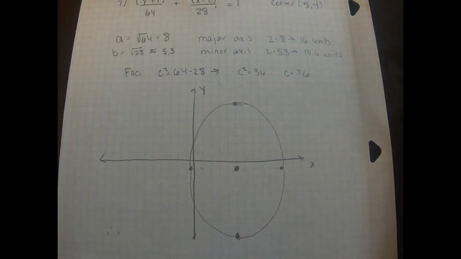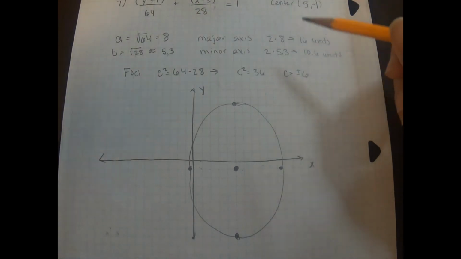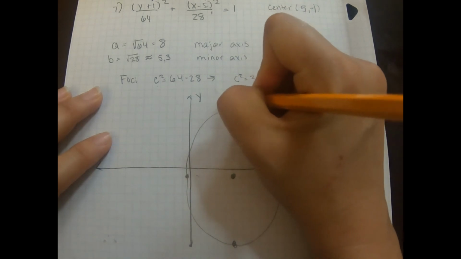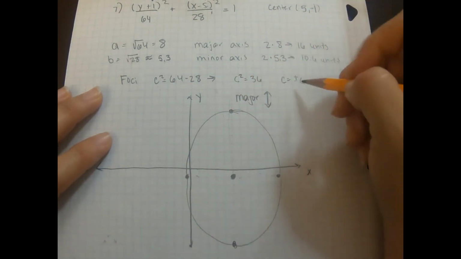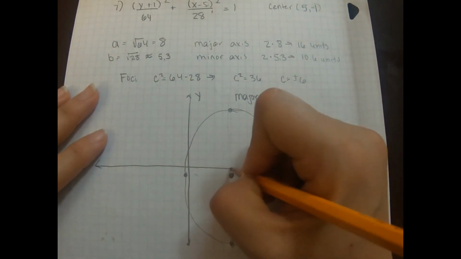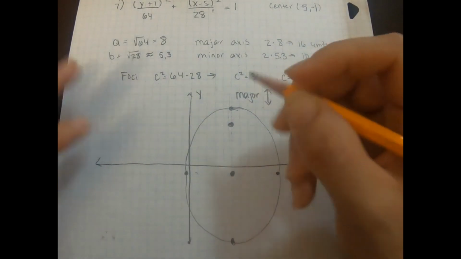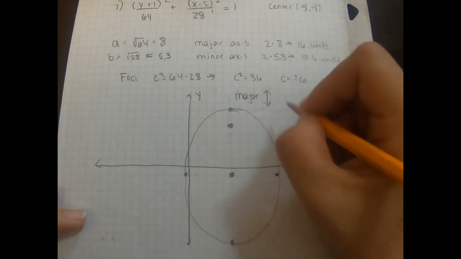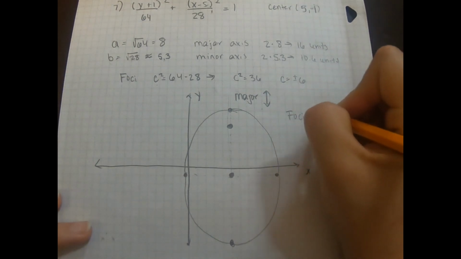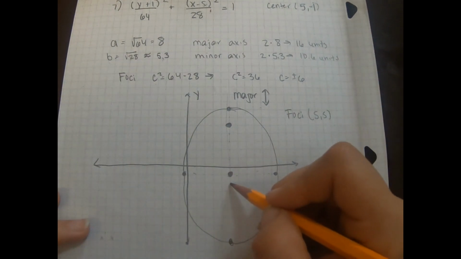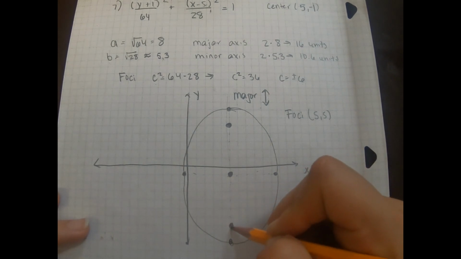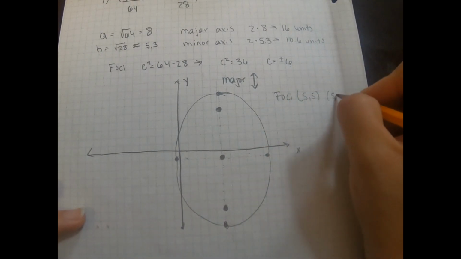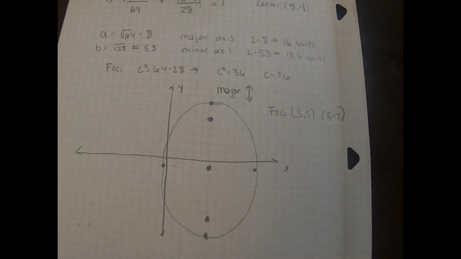All right, so there's my ellipse, and now I need to figure out the foci. Since this axis is longer, and since the y was first, I know my major axis is going up and down. My foci lie on the major axis. So that puts me at 5, 5, and 5, -7. Okay, did I answer the whole question?